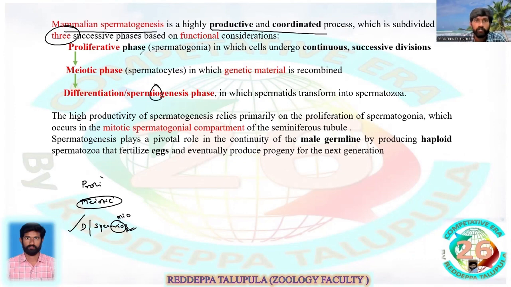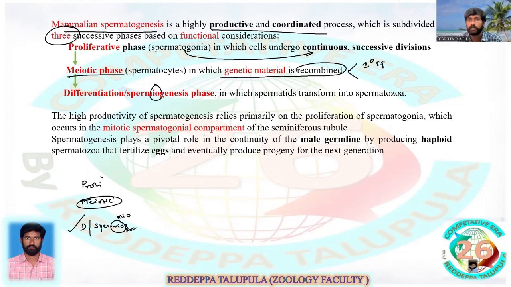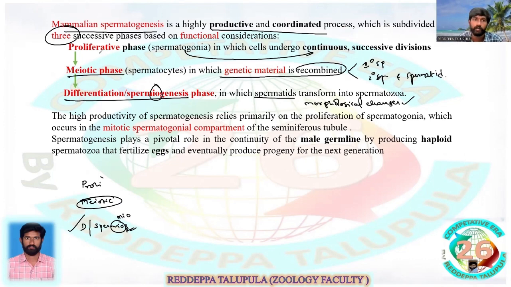In the proliferative phase, spermatogonia undergo continuous division and produce the B type of cells. Whereas in the meiotic phase, recombination occurs and produces the primary spermatocyte, secondary spermatocyte, and spermatid. Now, in the differentiation phase, the spermatids formed from the above phase are transformed into spermatozoa through morphological changes. Next, the productivity of spermatogenesis primarily depends on the proliferative phase.